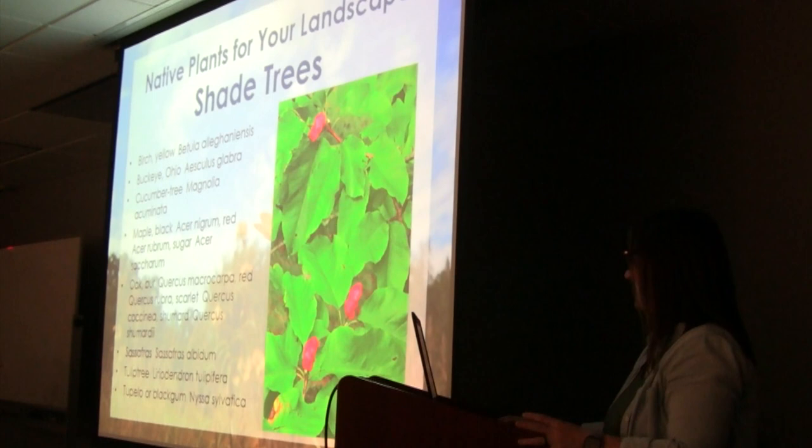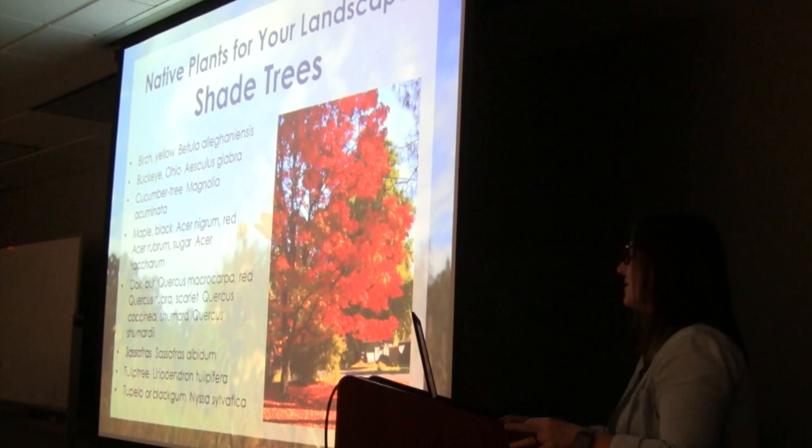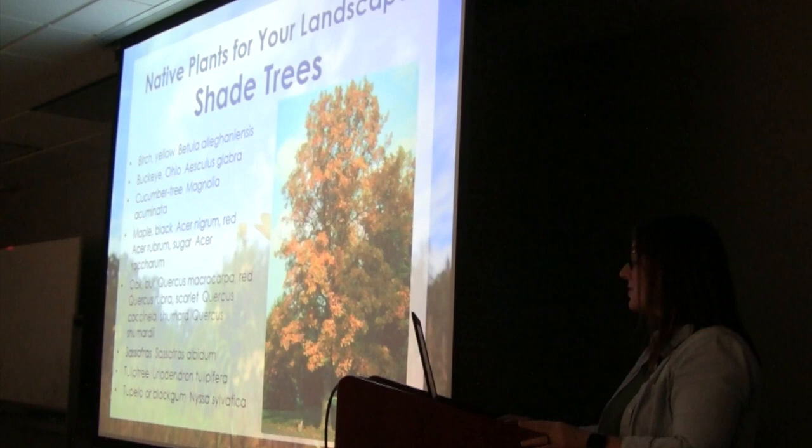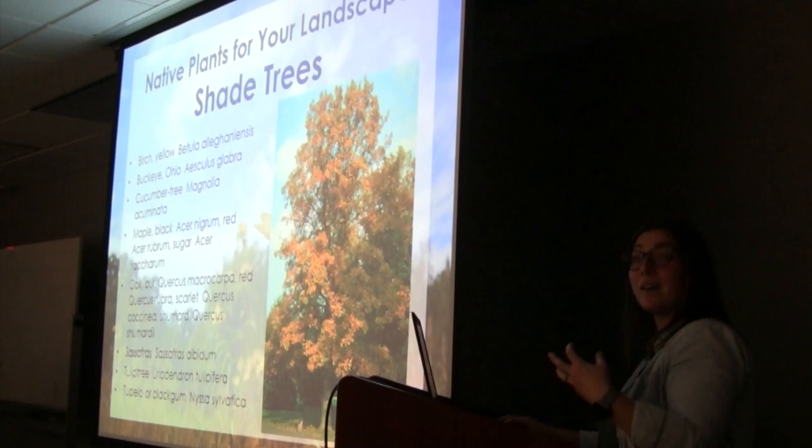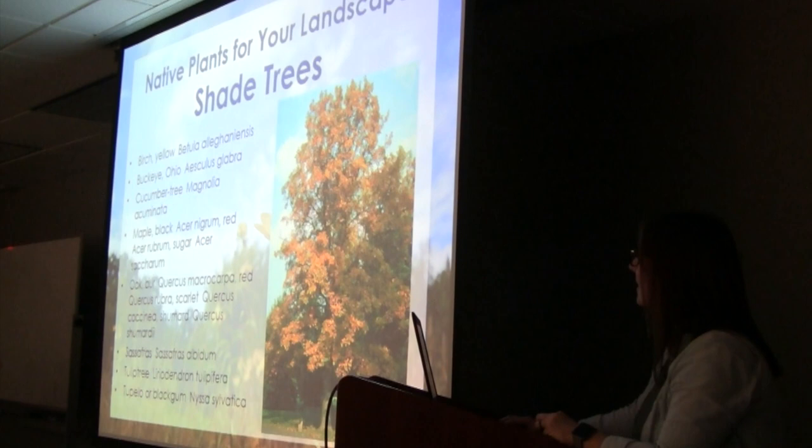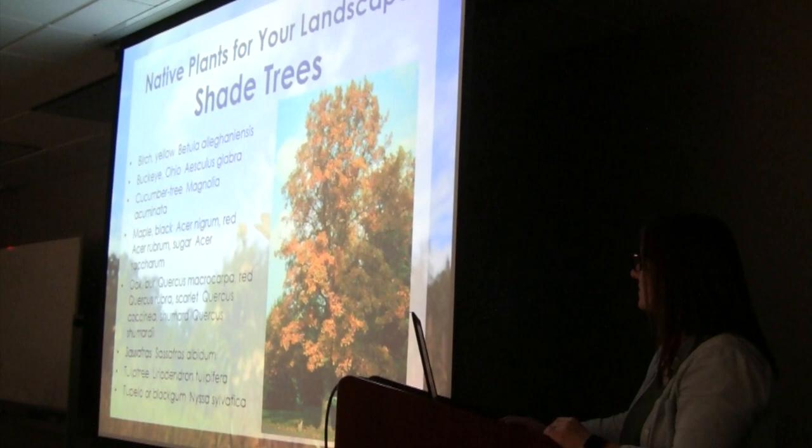Maples. We have a wealth of maples. So black maple, red maple, sugar maple, silver maple. Oaks are one of the biggest bang for your buck trees as far as attracting insect and pollinator species. Tons of insects use them as host plants. And then you also have the added benefit of the nuts that provide for other wildlife, like small mammals.